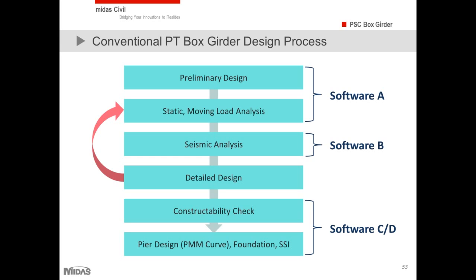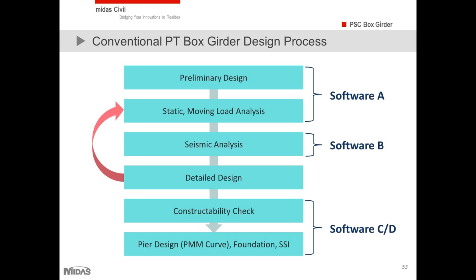We perform the constructability check, and then we do the pier design, foundation, and if you want to perform soil structure interaction, we can do these in the software that we are working with. So here you can see we are using different softwares. The conventional approach is to use different softwares at different locations. For preliminary design and static moving load analysis, we use software A. For seismic analysis, we use software B.